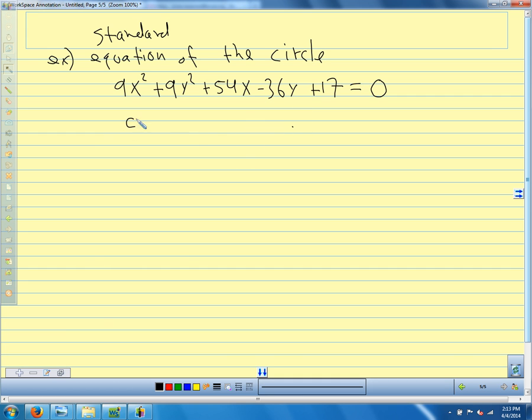So I'm going to write this as 9x squared plus 54x, and I'll put some parentheses here, plus 9y squared minus 36y. And I'm going to put the 17 on the other side, so equals negative 17, because we need our radius squared over here. We can divide by 9, we could do that. Let's do one other thing first. What do we do here? Complete the square. Twice. Once for the x and once for the y.